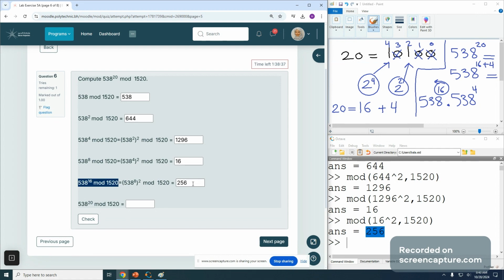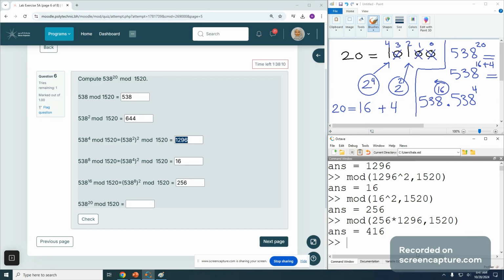Okay, so I take this answer. So let's just do it right away. I'll take this answer. And then I need to multiply it by the answer of 538 to the power 4 mod. This is the one for the power of 4, so this is the answer. Okay, and both of them, of course, are mod 1520. So the final answer is 460.